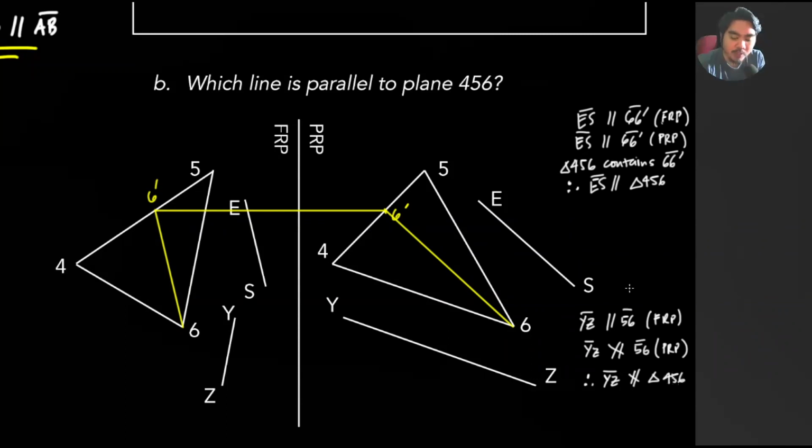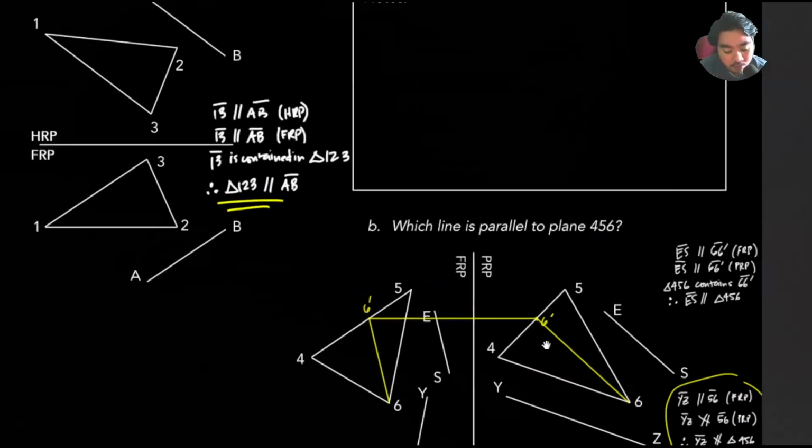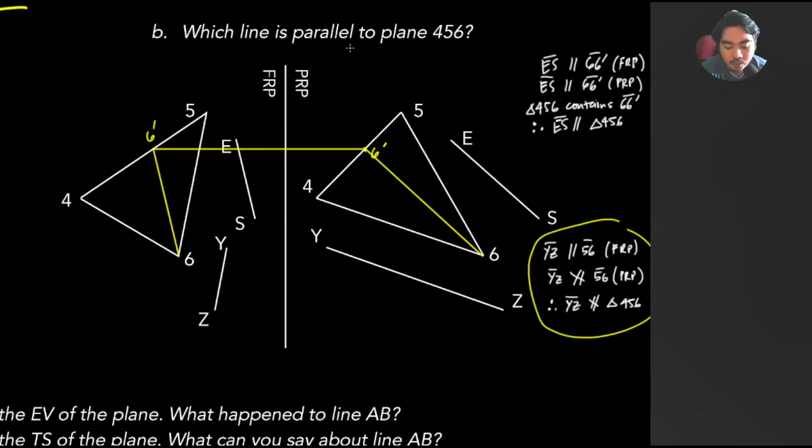Although minsan ito sa class hindi na sinusulat, because ang pinapaprove lang naman sa inyo is kung parallel yung isang plane or not. Hindi naman pinapaprove na hindi parallel yung isa. You get my meaning? Pwedeng hindi nyo na isulat to. Mas common na nagpo-prove tayo rather than disproving. So, pwedeng isulat nyo na lang which line is parallel, then only ES is parallel to plane 4, 5, 6. Okay?